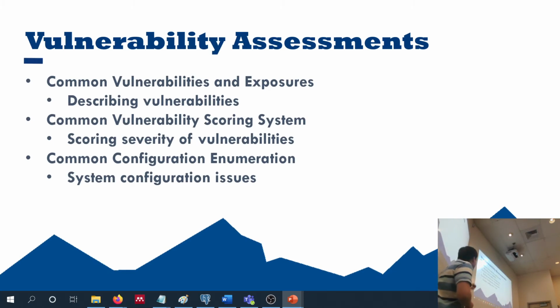Shifting gears a little bit, talking about vulnerability assessments. It's a bunch of definitions I'm going to throw at you. So you have the Common Vulnerabilities and Exposures, referred to as CVE. It's a standardized way to describe a vulnerability and its impact. You score it with the Common Vulnerability Scoring System. If something is, say, 3 out of 10, it's not very severe, is it? What if it's 8 out of 10? That's going to be pretty severe. So it's looking at the severity of vulnerabilities.